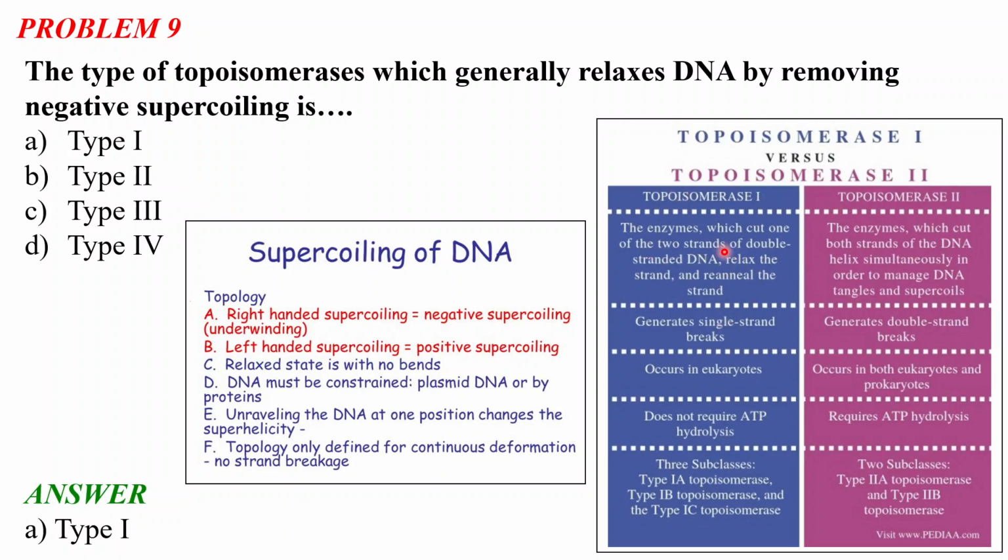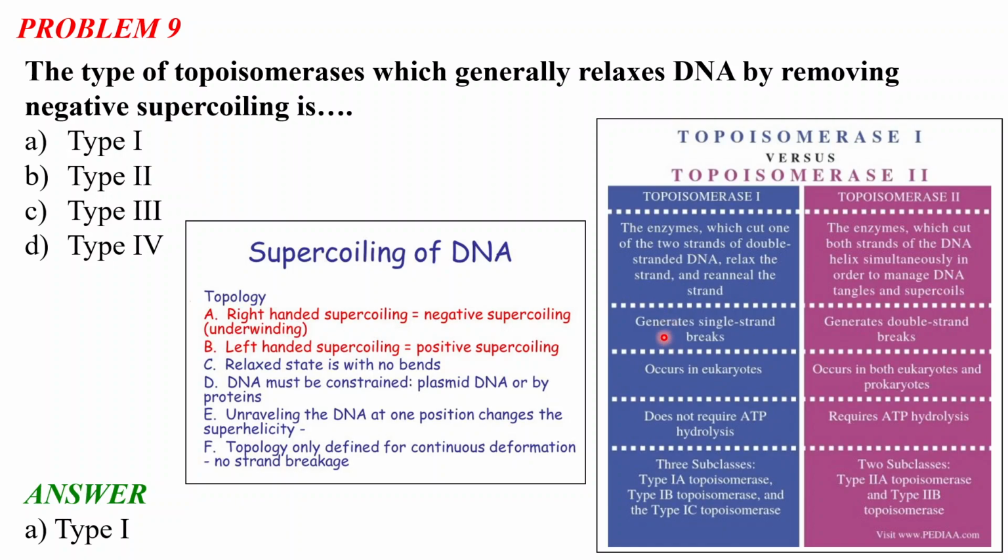So, basically topoisomerase 1 are the enzymes which cut one of the two strands of double stranded DNA, relax the strand and reanneal the strand. Topoisomerase 2 are the enzymes which cut both strands of the DNA helix simultaneously in order to manage the DNA tangles and supercoils.